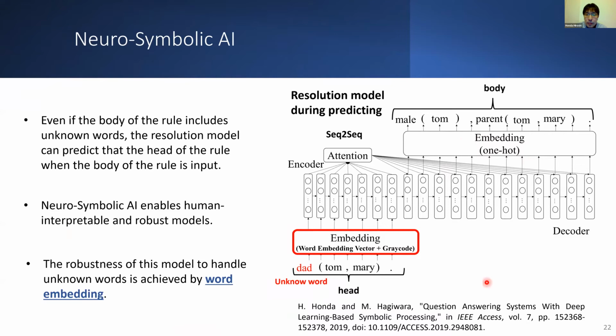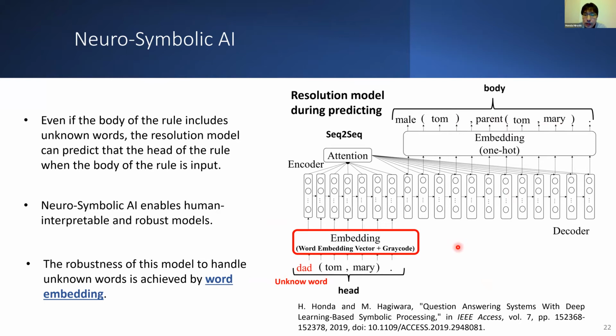This is an example of the resolution model during predicting. Even if the body of the rule includes unknown words, the resolution model can predict the head of the rule when the body of the rule is input into the resolution model. If the head Bob is Tom's dad is input into this model, then this model can output this body: Bob is a male and Bob is Tom's father.